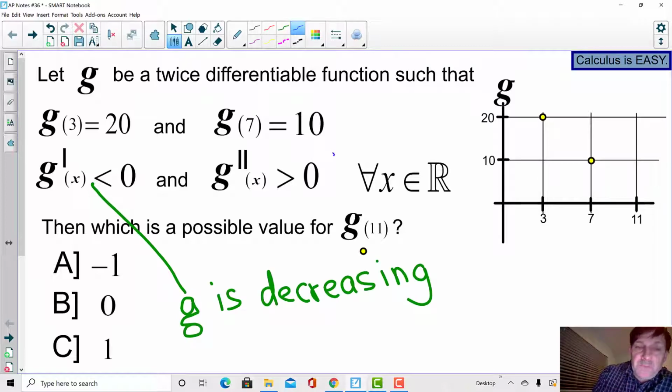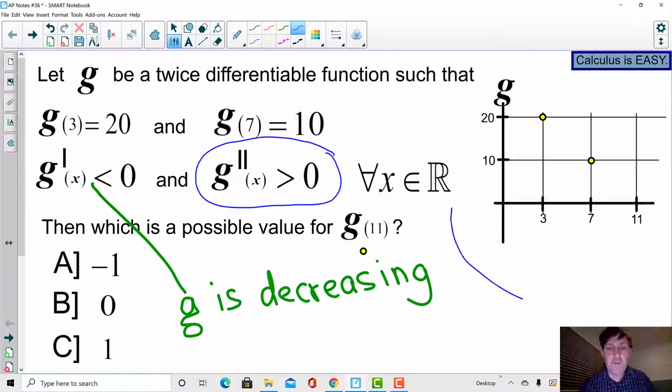Now there is one more piece of information here. It tells us that the second derivative is always positive. So that means concave up. Now if we know that g is decreasing and concave up, then g should look something like this. Now let's take a look at the two examples of decreasing.